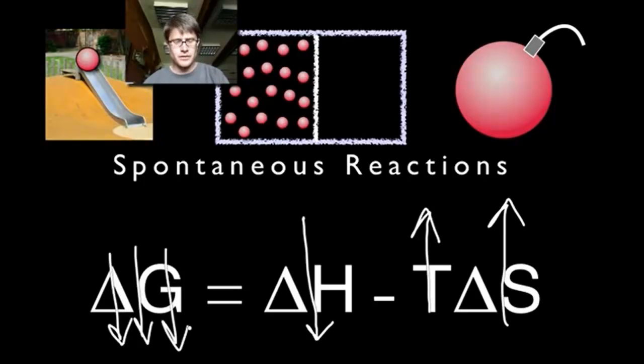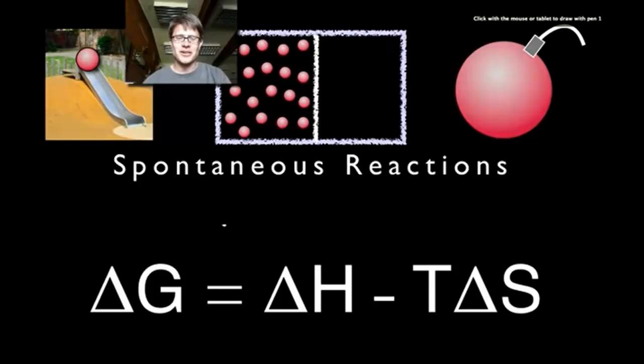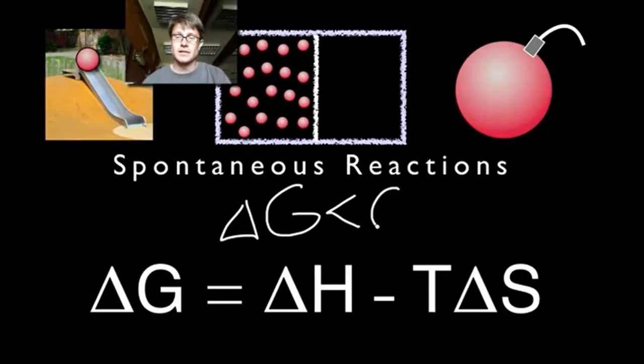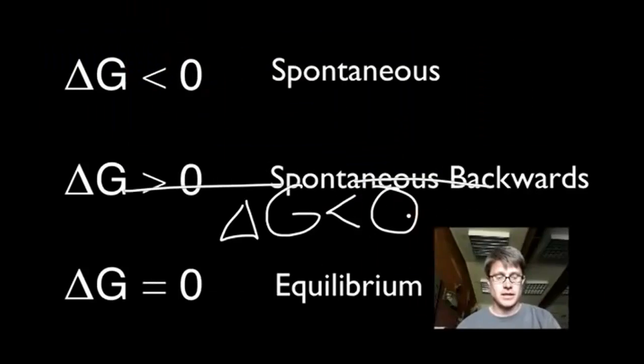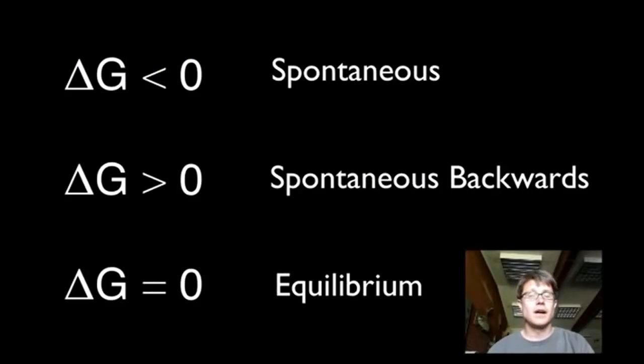So what's the moral of the story? Moral of the story is that if the delta G ever decreases, or if it's ever less than 0, that's a spontaneous reaction. Likewise, if the delta G is greater than 0, let's turn to the next slide, that's going to be a non-spontaneous reaction.